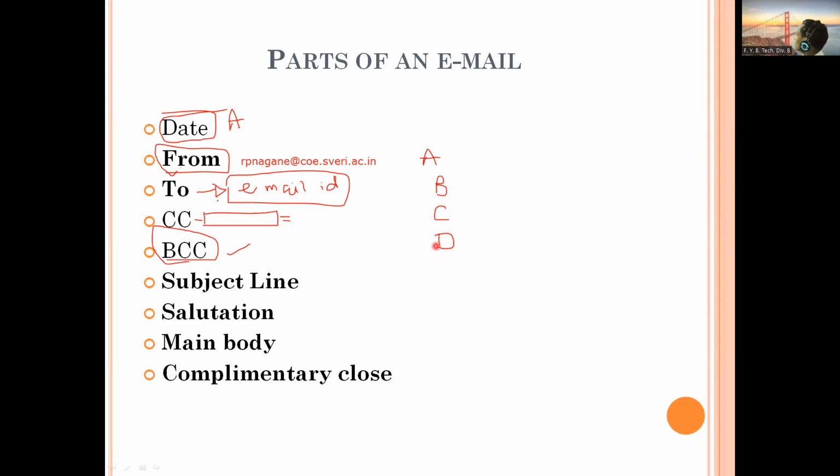In that case, what will happen? Person A knows, because he is the sender, he knows everything. He knows that he has sent mail to B, he has sent mail to C also, and he has sent mail to D also. But in case of receivers, that is not the same case. For receivers, what happens? Those who are in To, they know that A has sent this mail to B as well as to C also.